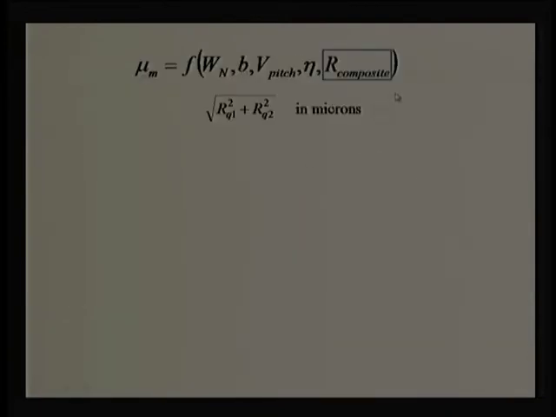Then we are discussing the composite surface roughness profile, and we say this composite surface roughness can be given as the square root of the summation of Rq1 square plus Rq2 square. Rq1 is the surface roughness of maybe the pinion, and Rq2 is the surface roughness of the gear. We need to use this for calculating the composite roughness, which is the square root of Rq1 square plus Rq2 square.